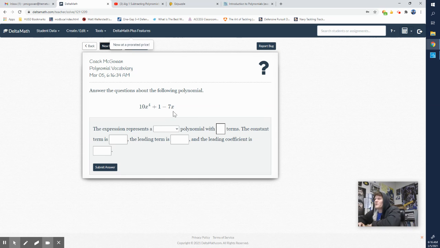10x to the fourth plus 1 minus 7x. If I was to put this in standard form, I would switch the 1 and the negative 7x around. So now we could look at this thing. X to the fourth is my biggest exponent. That's 4. So we want to call that quartic. How many terms do you see? You should see 3 terms. The constant term, what's our term without any variables? That's positive 1. And the leading term, what has our biggest exponent? 10x to the fourth. And what is the multiplier? What's the number multiplying with that term? It's 10.